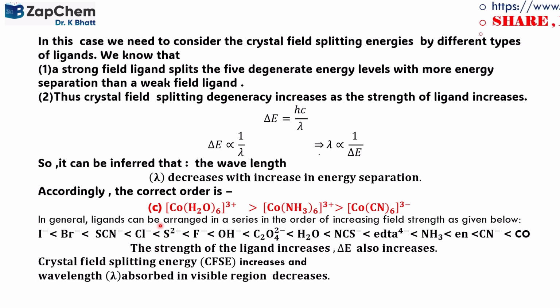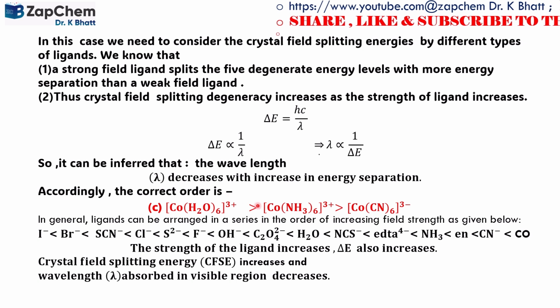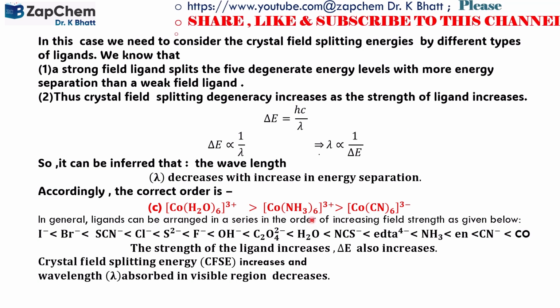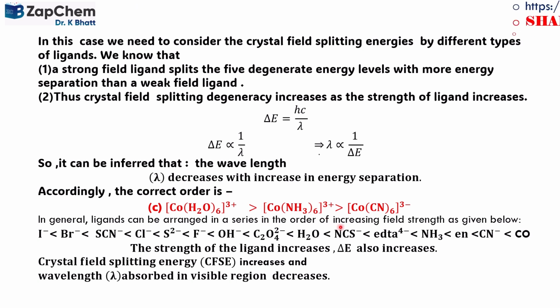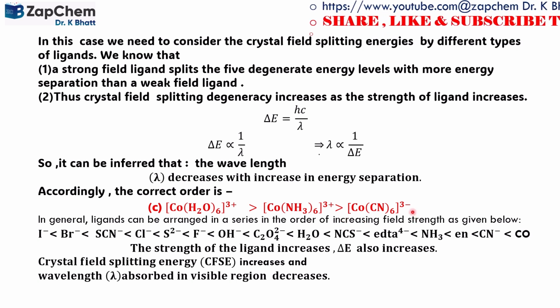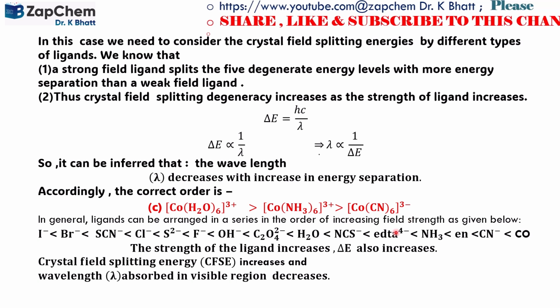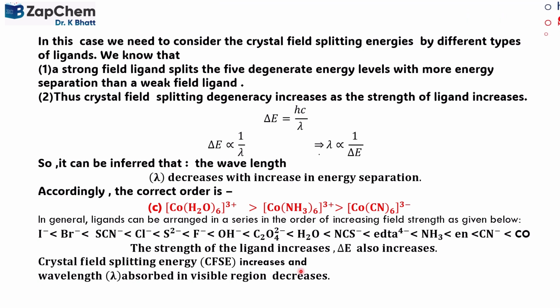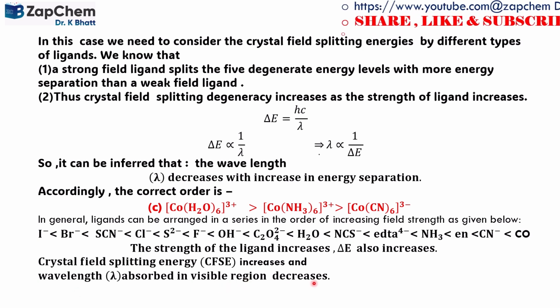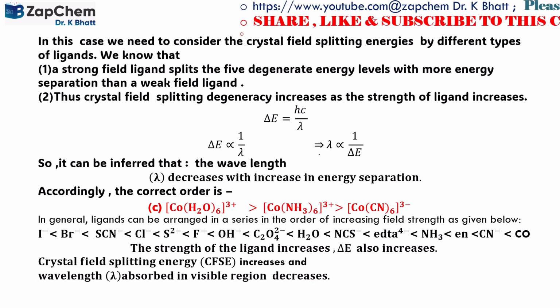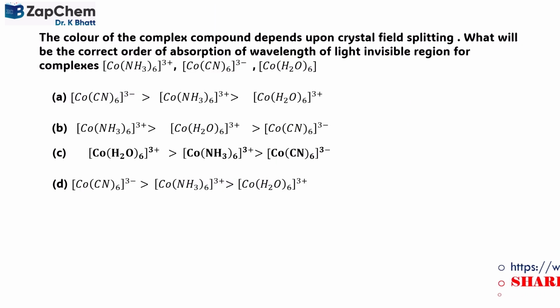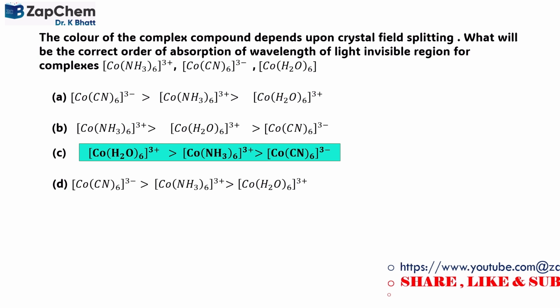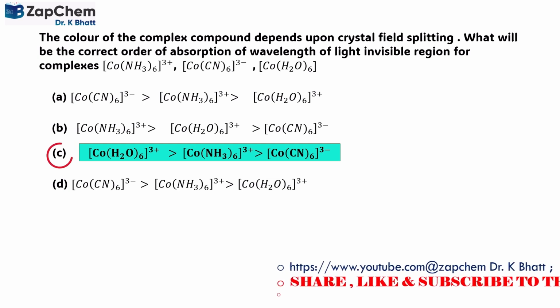We find that the correct order of the wavelength of the light would be represented by option C, that is [Co(H2O)6]3+ is greater than [Co(NH3)6]3+, which is again greater than [Co(CN)6]3-. As crystal field splitting increases, the wavelength of the absorbed light in the visible region decreases. That is known to us, and accordingly, if you look at the question again, we find that the correct answer is option C.